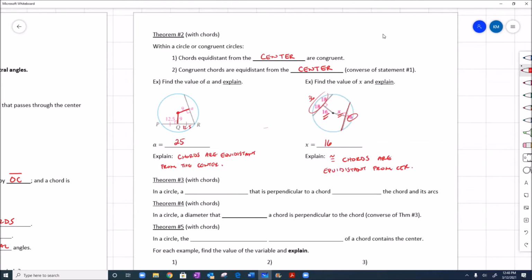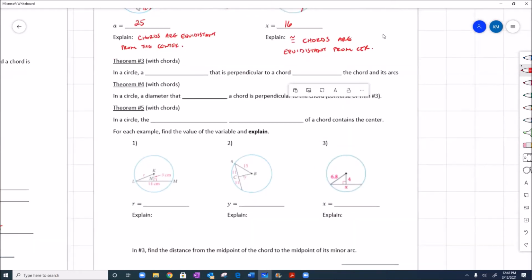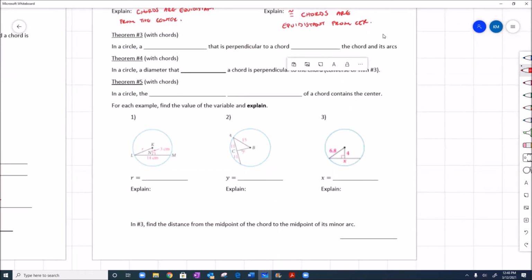Theorem 3 with chords here. In a circle, a diameter that is perpendicular to a chord bisects the chord. Diameter bisects the chord and its arcs.